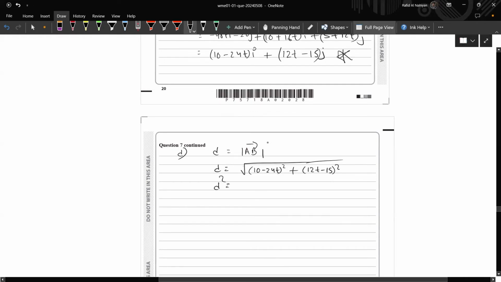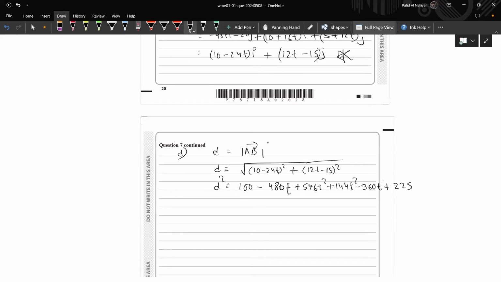now we're going to just expand this to get 100 minus 2 times 10 times 24t, that's 480t, plus 24 squared, which is 576t squared. All right, and here we get 144t squared minus 3 times 12 times 15, minus 360t plus 225. I hope that's right. Oh, I hate these.